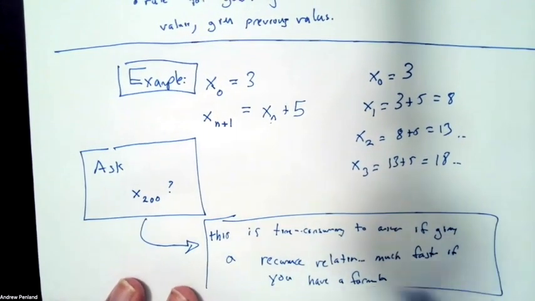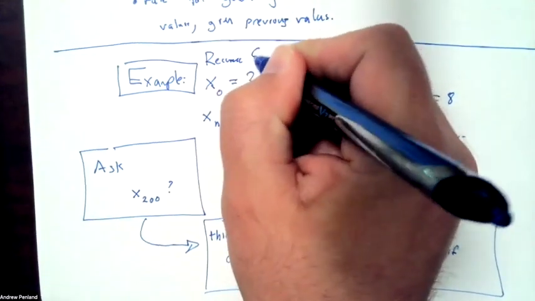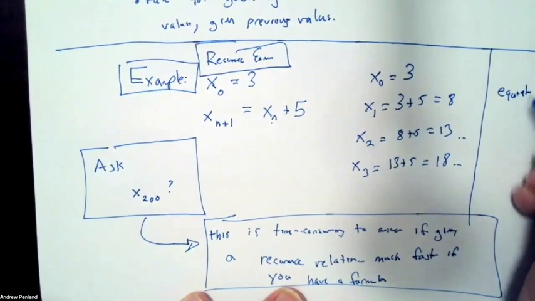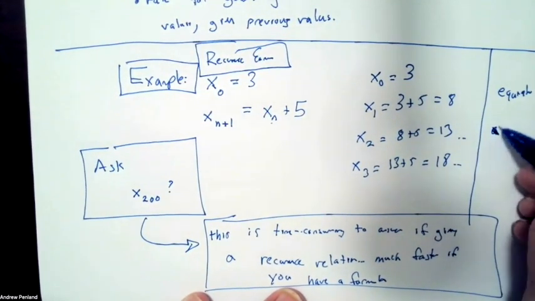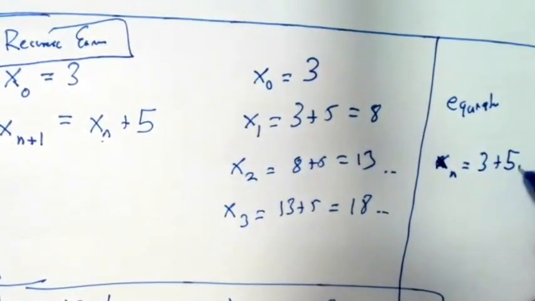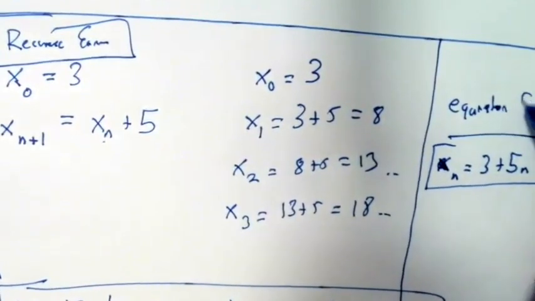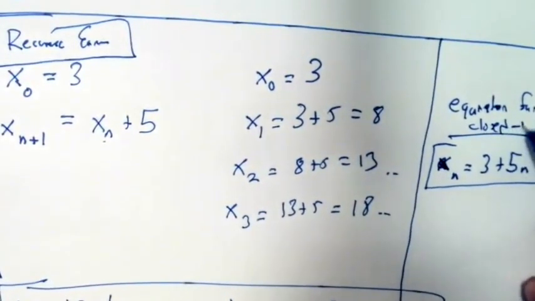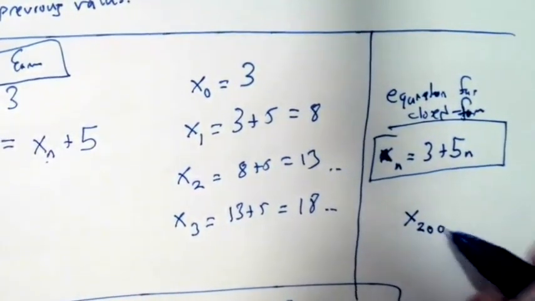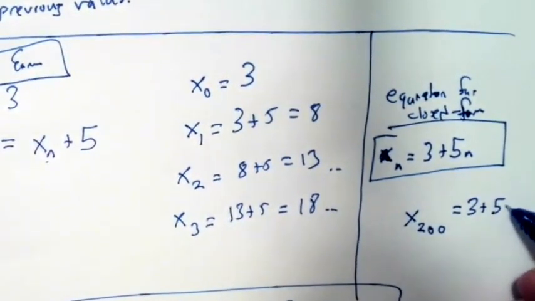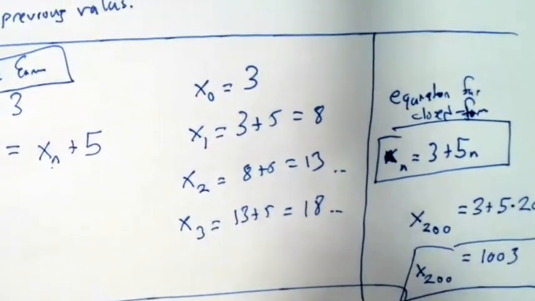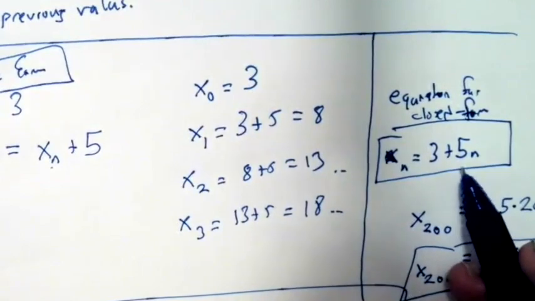So if you look at this, here's the recurrence form of this, but there's also a closed form expression for this one, which is that you have 3 plus 5, and you've added 5 however many terms you're in. So this is 3 plus 5 times n. And so now, if you want to generate the 200th term, you don't have to generate the first 199 terms. You could just go straight to x sub 200 is equal to 3 plus 5 times 200. So x sub 200 would be equal to 1003. And because you had this closed form expression, you could just plug in the value of n.